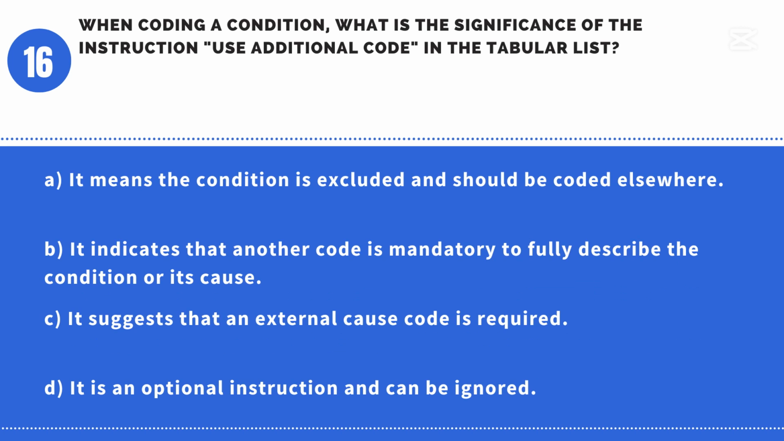Question 16. When coding a condition, what is the significance of the instruction "use additional code" in the tabular list? A. It means the condition is excluded and should be coded elsewhere. B. It indicates that another code is mandatory to fully describe the condition or its cause. C. It suggests that an external cause code is required. D. It is an optional instruction and can be ignored.